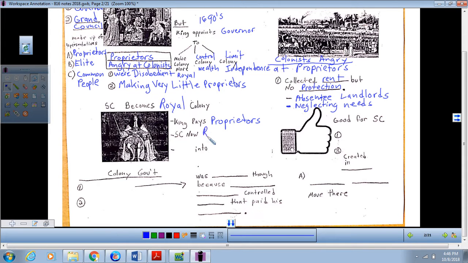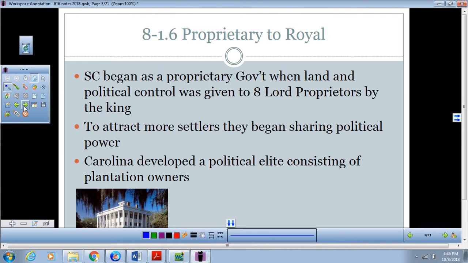And they were happy because the king did send royal troops to help restore order that may have been lost and protect the colonists. And during this time is when the Carolina colony splits into North Carolina and South Carolina. Let's go ahead and go through the PowerPoint and show some of these ideas.